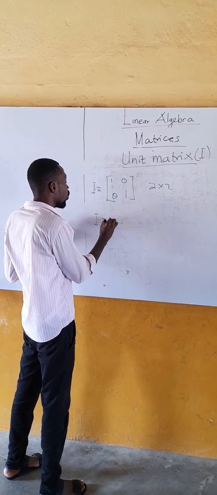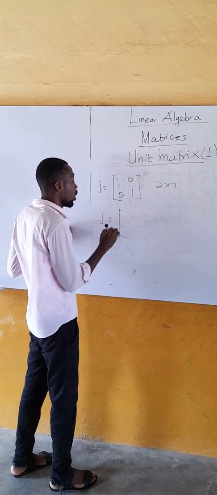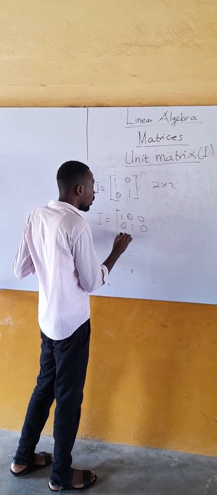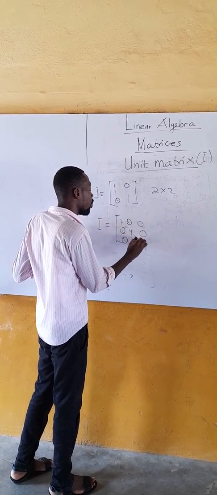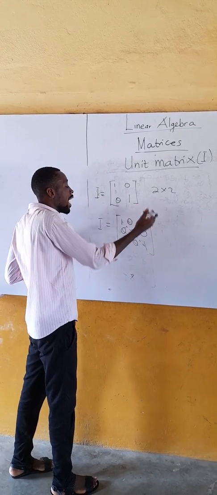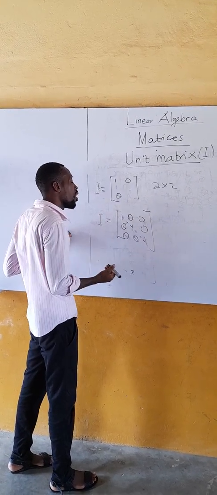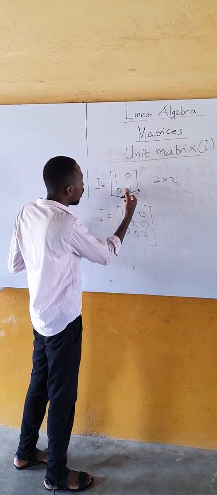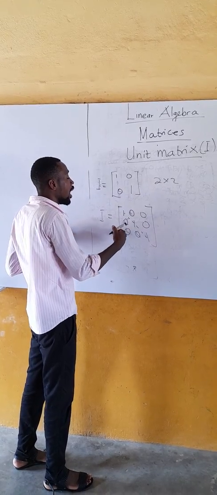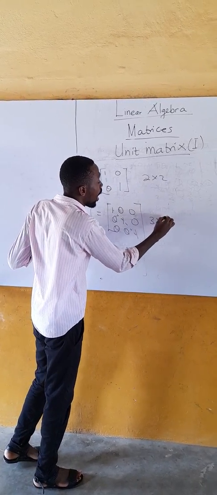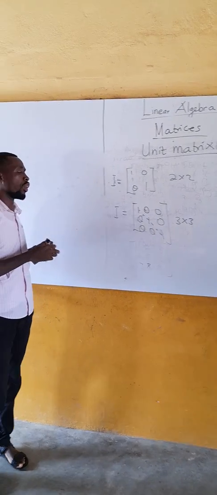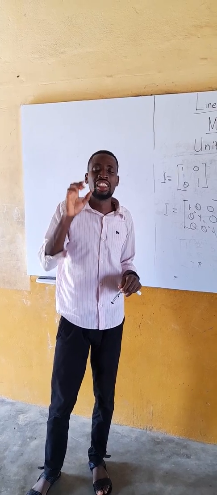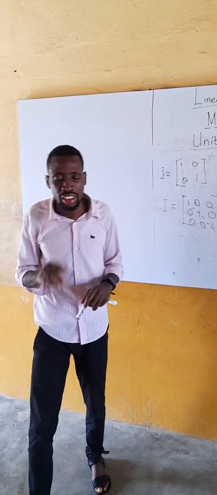Now let's look at the unit matrix for 3 by 3: 1, 0, 0, 0, 1, 0, 0, 0, 1. See, the entries in the principal diagonal are 1, and any other entry below or above it is 0. This is very, very important. So this is the unit matrix for a 2 by 2 matrix and the unit matrix for a 3 by 3. I hope you get that. The next thing we'll talk about is the addition and subtraction of matrices.